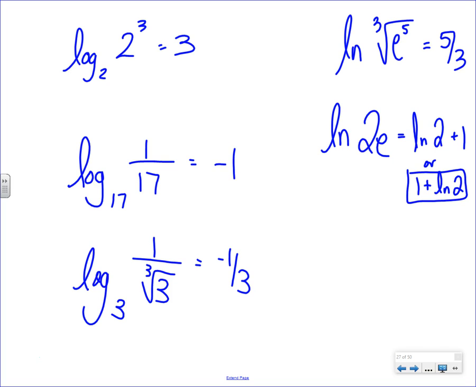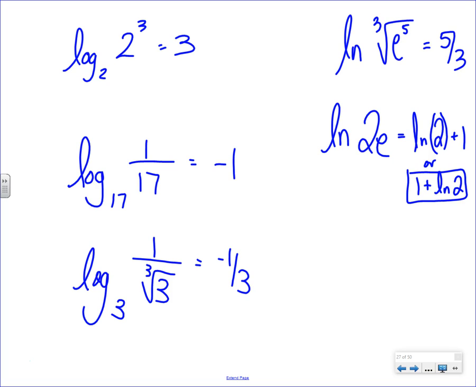Why? Because if you split it up. You have to split it up. You cannot cancel the ln and the e. You have to split up to be ln of 2 plus ln of e. And ln of e is just 1. Now, you can't combine the 2 and the 1 to make 3. It's ln of 2 plus ln of e, which is 1. So 1 plus ln 2 is the best way of writing it.